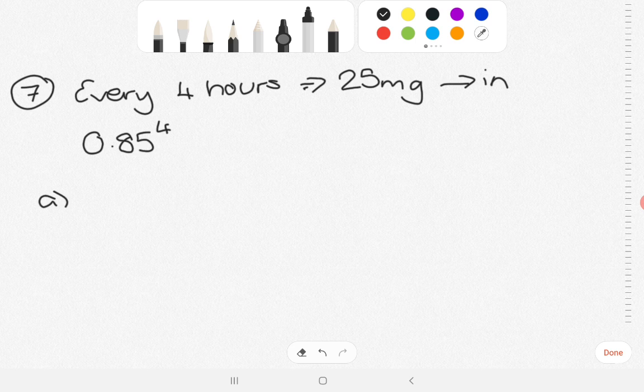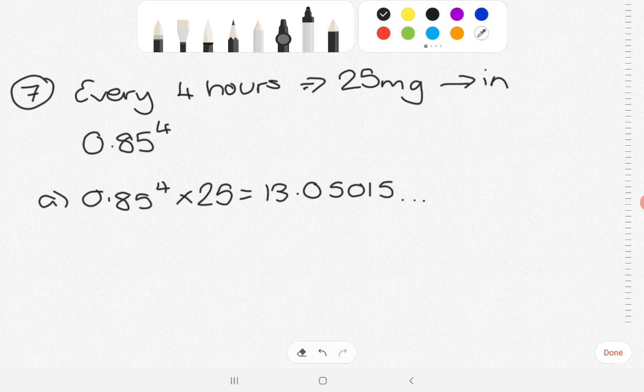Okay, so we can use that in part A to say, well, how many milligrams of serum remain in the body after 4 hours, immediately before the second dose is given. So it's really just, if we're losing 15% an hour over 4 hours and we started off with 25mg, what is left? So it's kind of a Nat 5 question, but it's kind of hidden within a recurrence relation question. And if we work that out, we would get 13.05015 and so on. So we could basically say 13.1 milligrams.